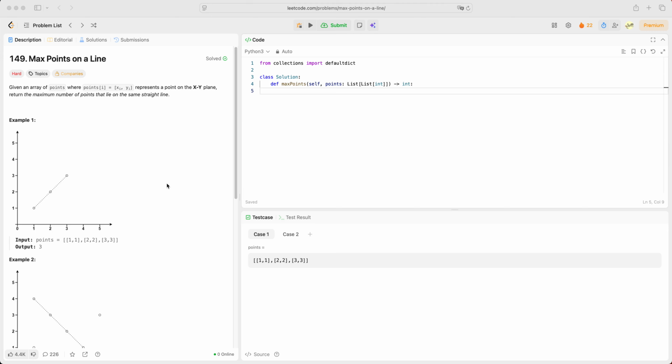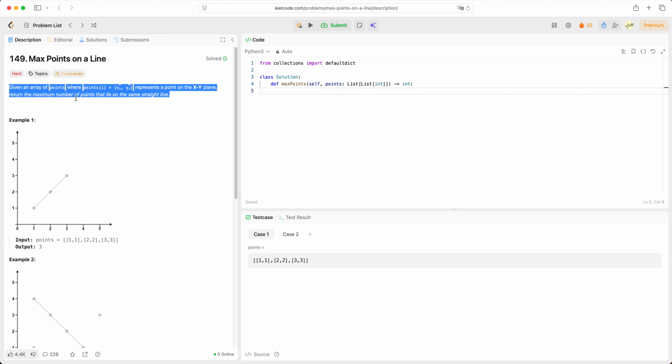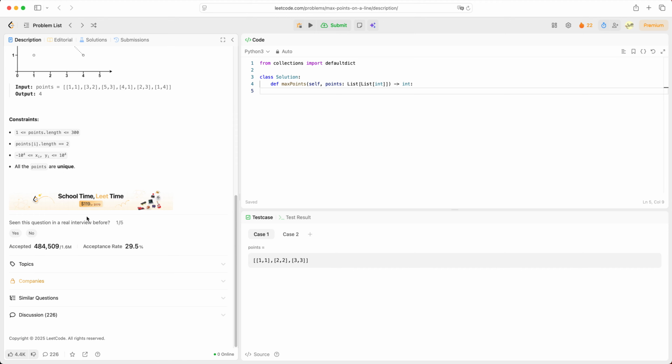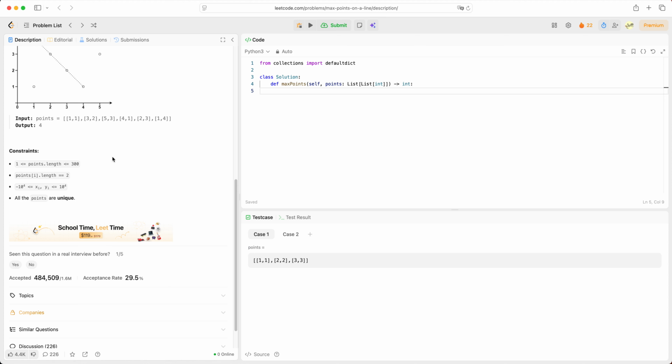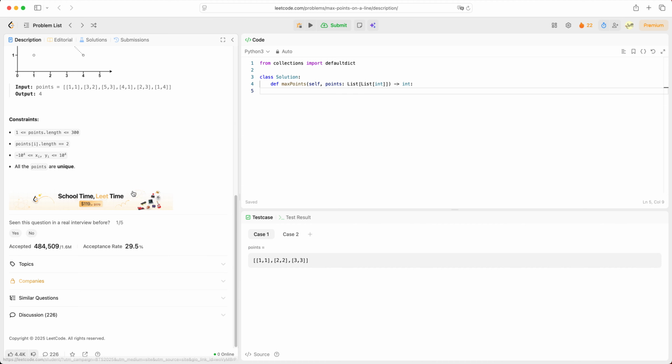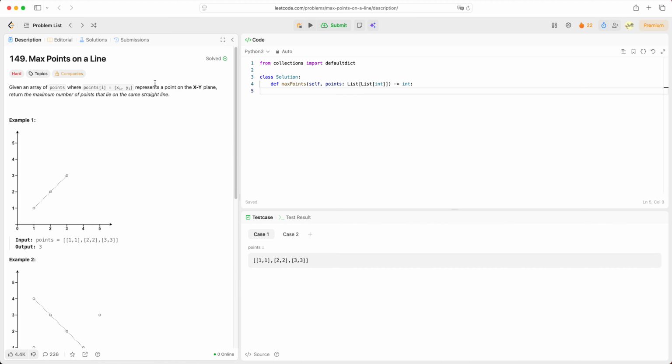So today I'm going to solve the max points on a line problem. This is a notoriously hard problem in LeetCode with a very low acceptance rate. You can see that only 30% of submissions have been accepted. I think it's one of the top 5 most difficult problems on LeetCode that is frequently asked in interviews. So I thought I would walk you through the solution for this problem, the optimal solution.